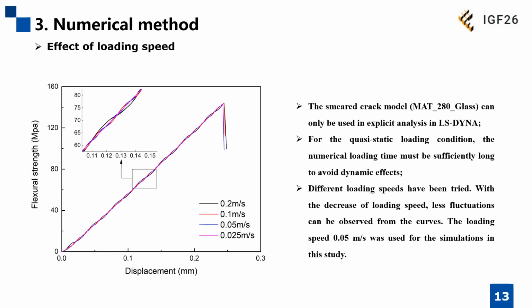As the smeared crack model can only be used in explicit analysis in LS-DYNA, but what we want to simulate is a quasi-static loading condition, the numerical loading time must be sufficiently long to avoid dynamic effects. So different loading speeds have been tried, and with the decrease of loading speed, fewer fluctuations can be observed from the curves. The loading speed 0.05 meter per second was used finally for all the simulations in this study.